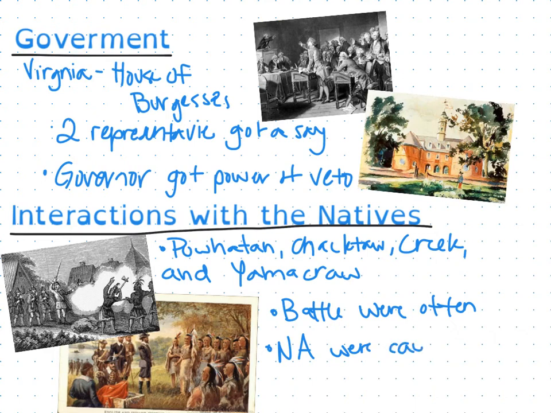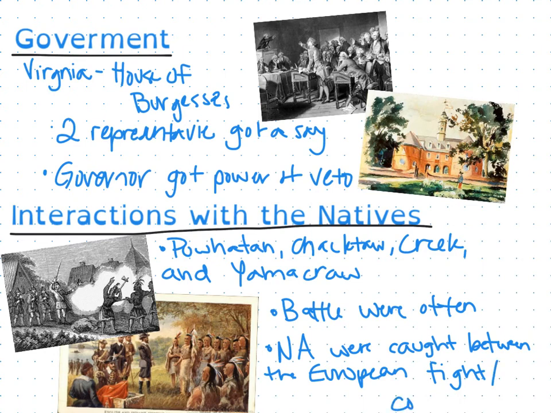were caught between the European settlers. So basically, when the European countries would fight or have a conflict, what would end up happening is the Native American tribes would be caught in the middle of it. So it did not lead to very strong or very good relations with the Native Americans in the southern colonies.